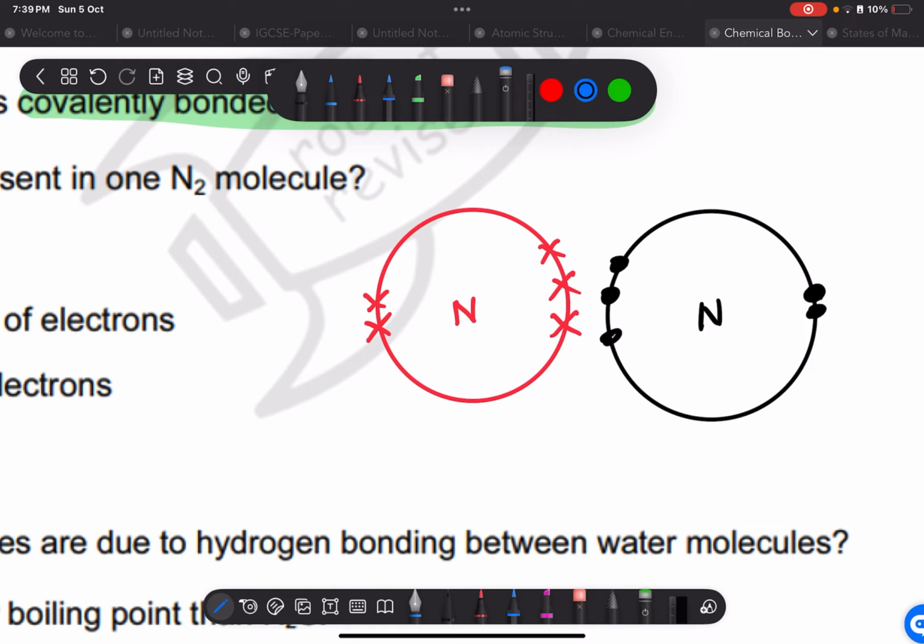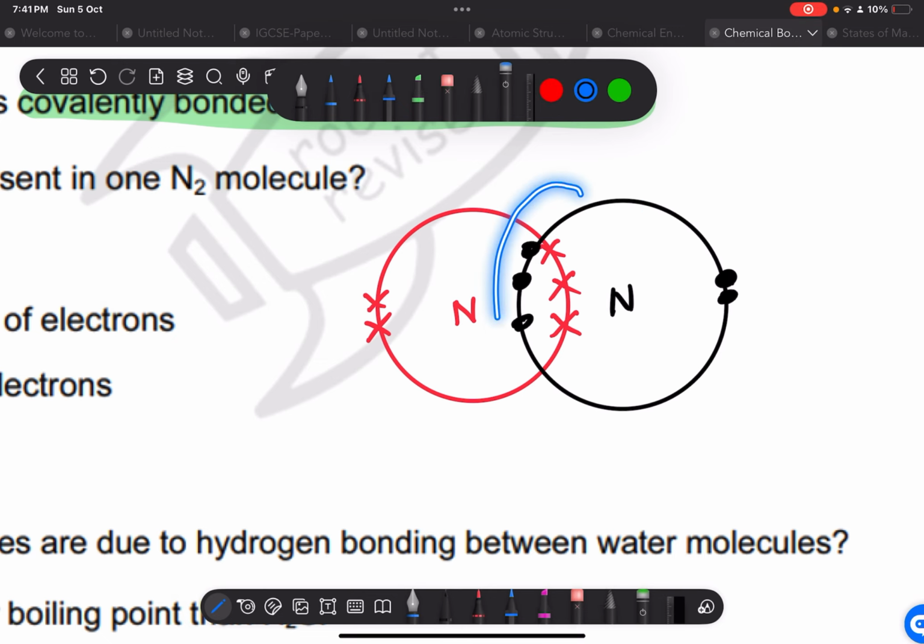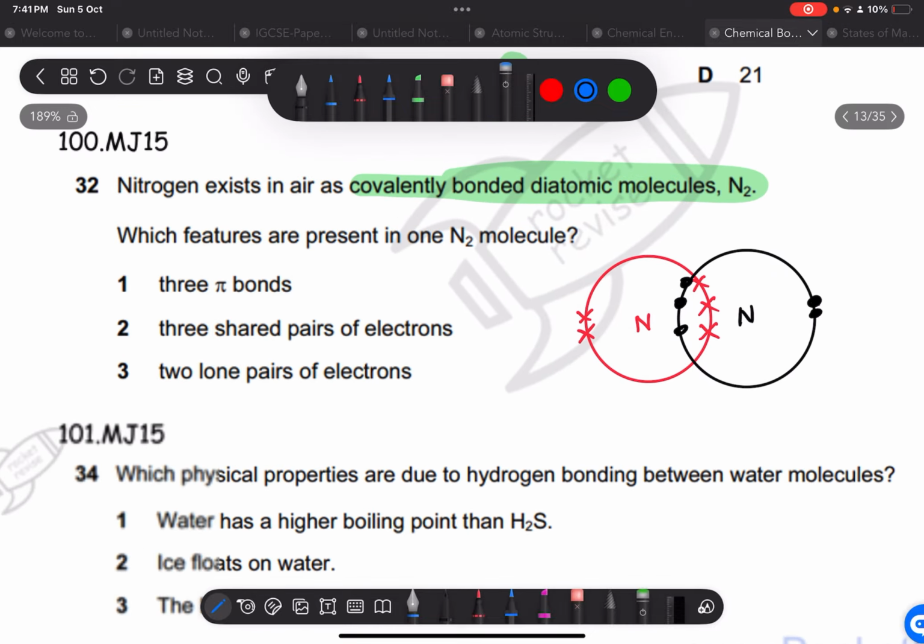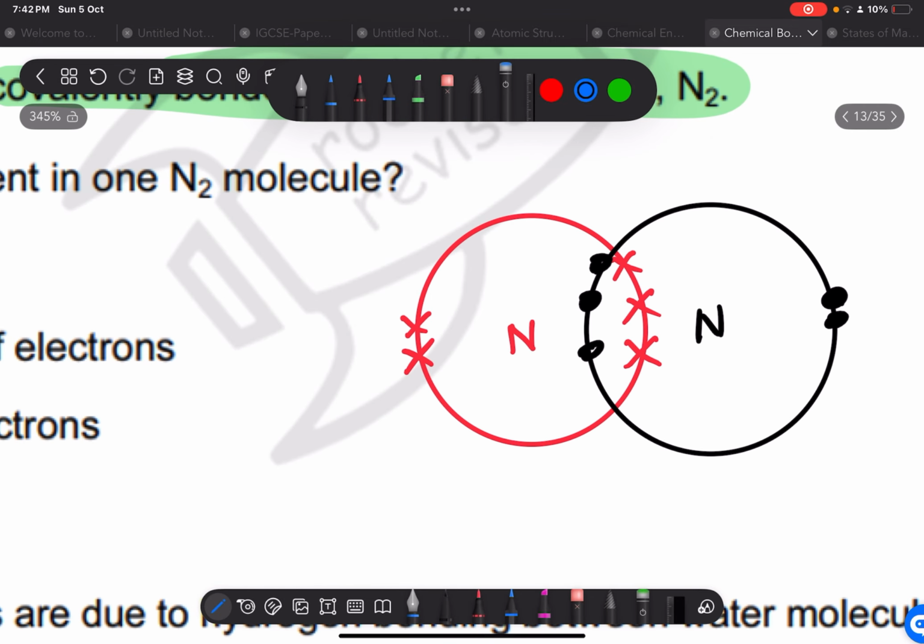It's short of 3 electrons, so it's going to make 3 bonds, a triple covalent bond. So what's going to happen is that this nitrogen has a triple bond. Let's see, are there 3 pi bonds? No, the first bond, this one is a sigma bond, the second bond is a pi bond, and the third bond is a pi bond.